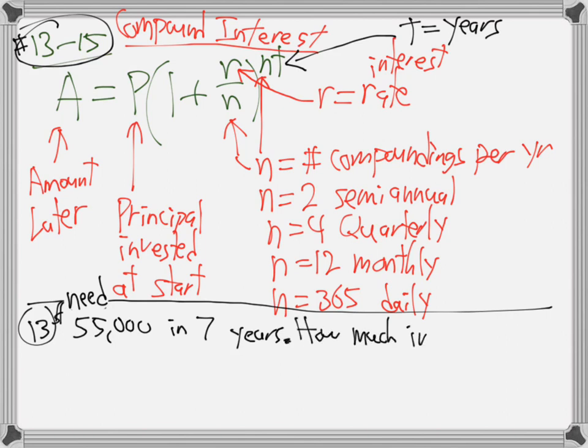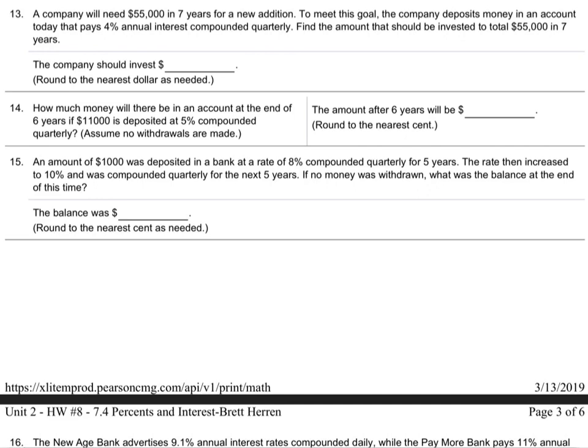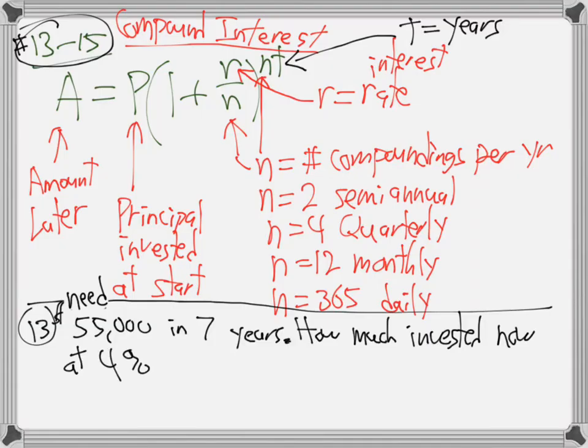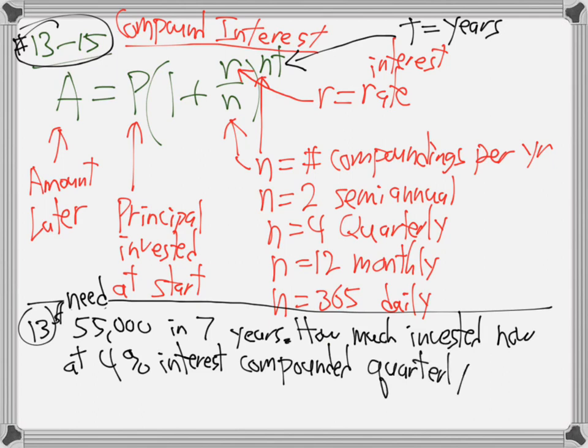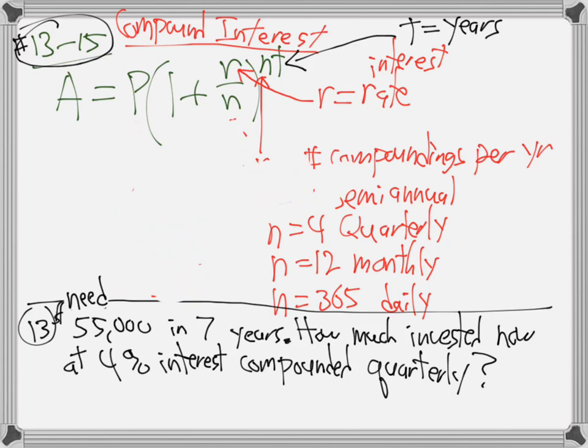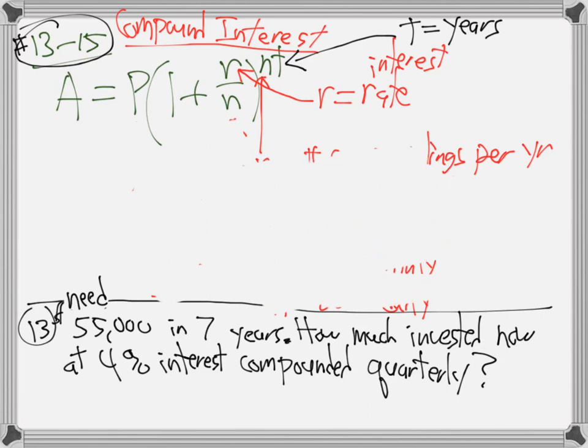How much invested now at, what was it again? 4% interest compounded quarterly. All right, so they need 55,000 in 7 years. They need to have that amount. How much must they invest now at 4% interest compounded quarterly? Okay, so we're going to use this formula. I'm going to erase some of my writing here, and we'll use that formula. Hopefully you got that copied down.